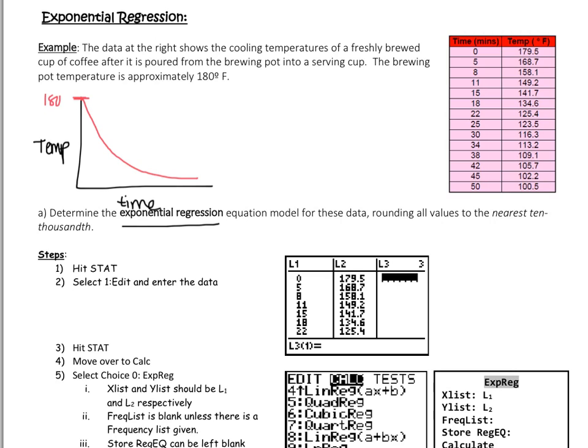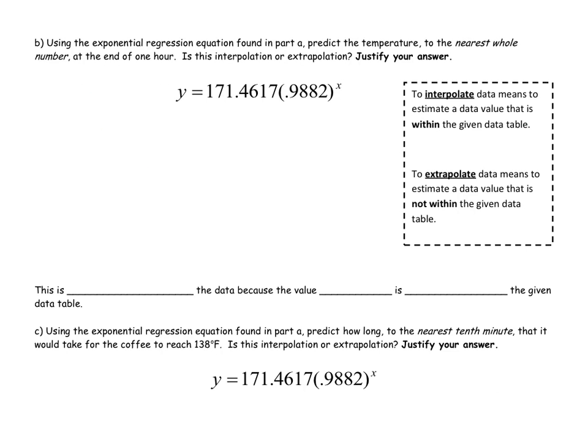Okay, now let's move on to part B. Part B says, using the exponential regression equation found in part A, predict the temperature. What variable is that, x or y? You should be telling me y. So you want to predict the temperature, y, to the nearest whole number at the end of 1 hour.